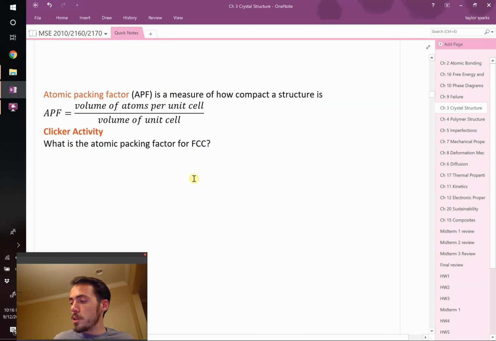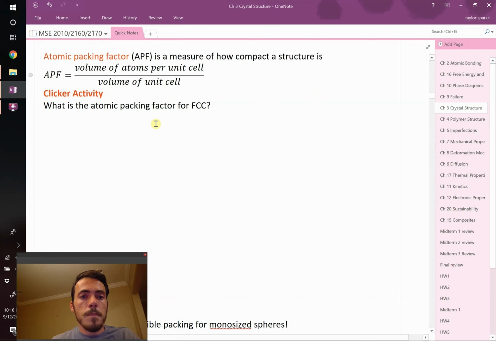So we need a way to calculate how compacted things are, and we call that the atomic packing factor. We calculate it by taking the volume of the atoms that are inside the unit cell, and we divide it by the volume of the entire unit cell, right? So for the next clicker activity, I want you to figure out what should be the atomic packing factor for face-centered cubic. Remember, we're treating atoms as spheres. Okay, go ahead and hit pause.